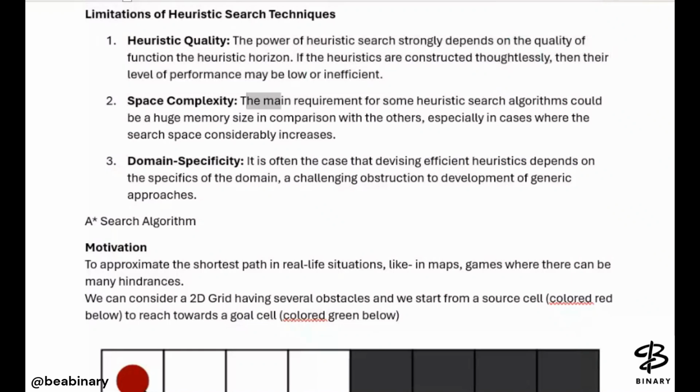The main requirement for some heuristic search algorithms could be the huge memory size in comparison with the others, right? Because every time you need to save that state, especially in cases where the search space considerably increases, or when the problem is large. Then the domain specificity: it is often the case that devising an efficient heuristic depends on the specifics of the domain, or it is a challenge to develop a generic approach. Now, what do you understand by domain specificity?